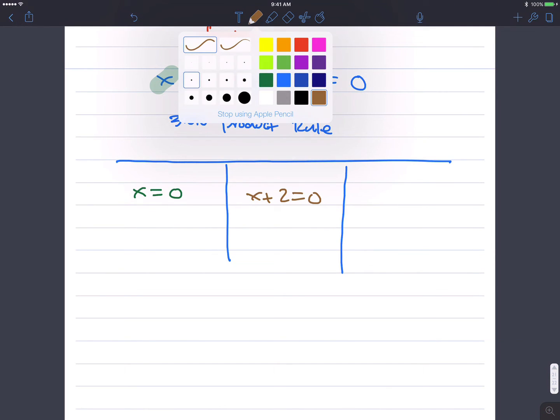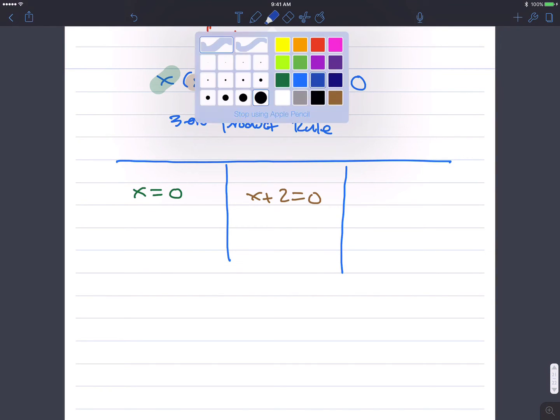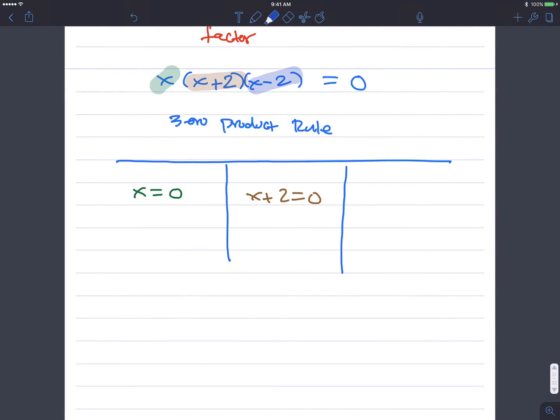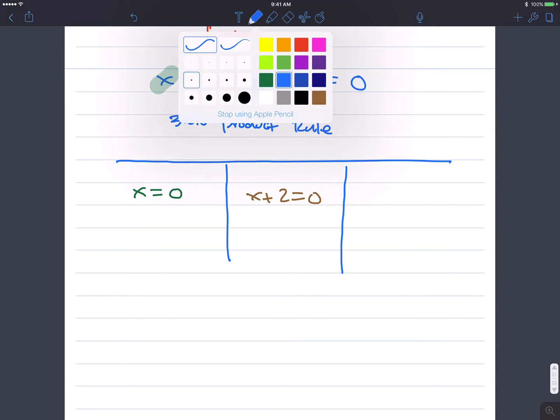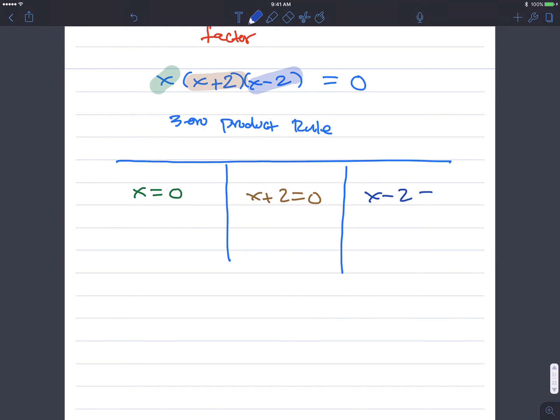And then finally, let's do gray. I don't know if you can see the difference. Maybe you can't. There you go. X minus 2. And let's say this now. The last term here will be x minus 2 is 0.